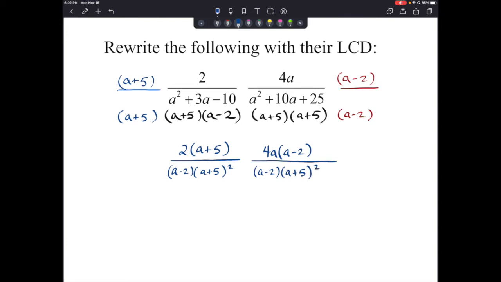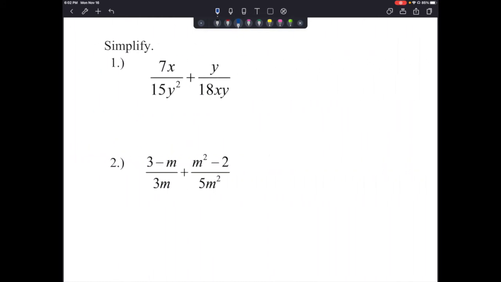Okay, so hopefully that's making sense. Let's go ahead and move on. Now we're actually going to take it and add or subtract our rational expressions. So in order to do this, remember, we must have a common denominator.